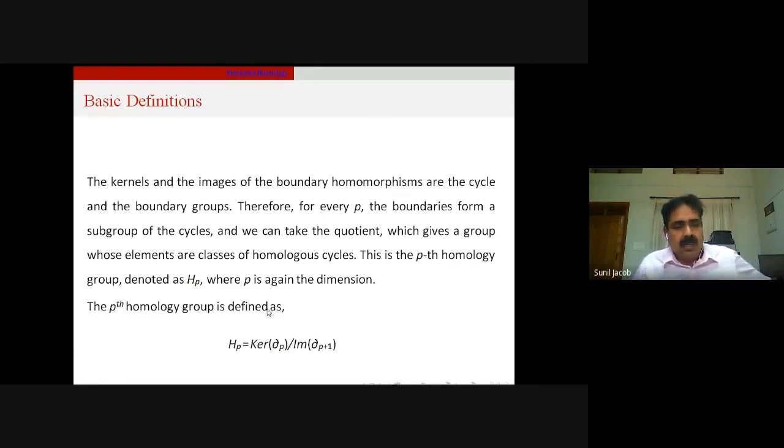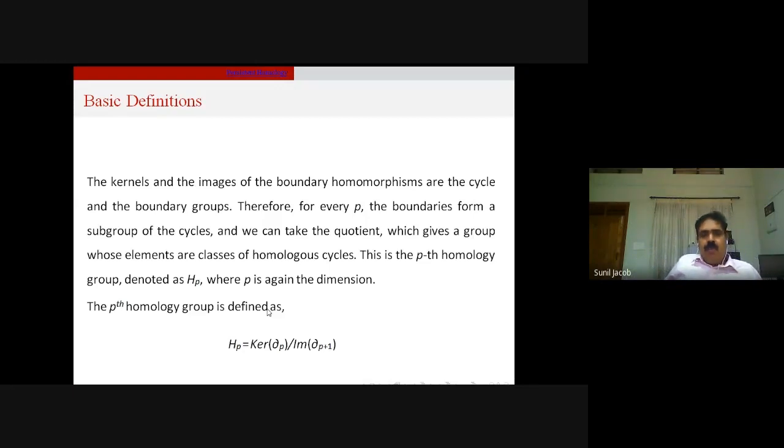Now you already know that the image is going to be a boundary, and the kernel is those elements which are mapped to 0. Therefore, kernel means boundary is 0. Boundary is 0 only for a cycle. You have already seen that for a non-filled triangle, that means a cycle, the boundary is 0. Therefore, all those mapped to the identity on the right side, the identity being the 0 simplex, will be nothing but cycles. Therefore, we will see them.